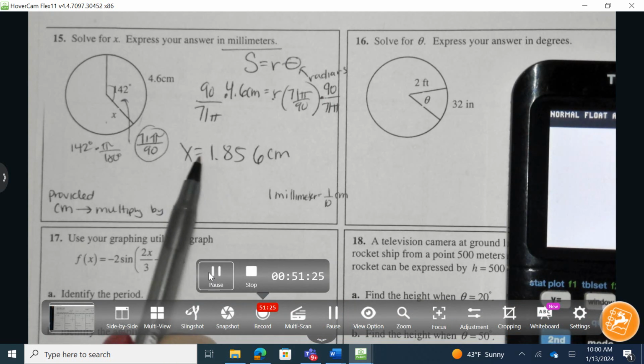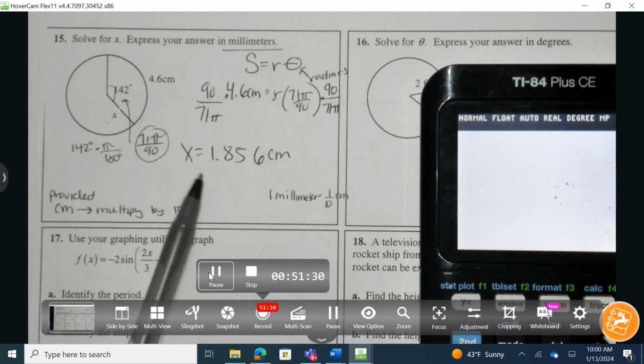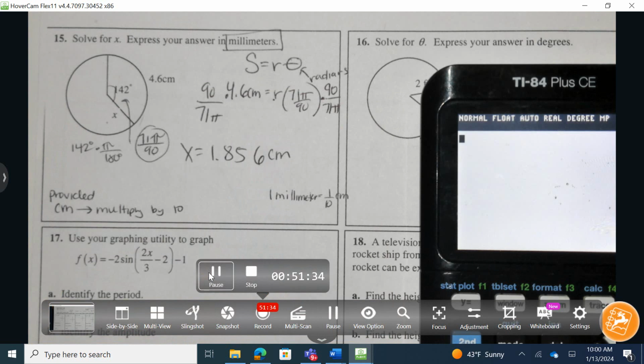So we get an answer of x equals 1.856 approximately. And now, this is in terms of centimeters. You've got to read the directions. This is your helpful hint for your test. You absolutely have a problem like this. And we're going to practice one more in this video than is provided. So we're going to do 15, 16, and an additional one to give you that extra practice.